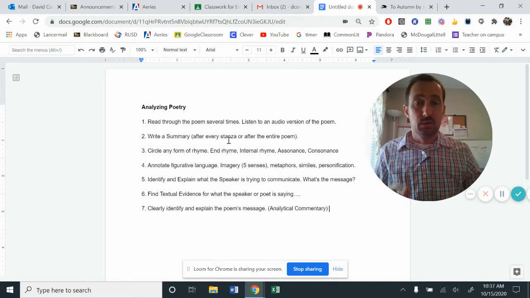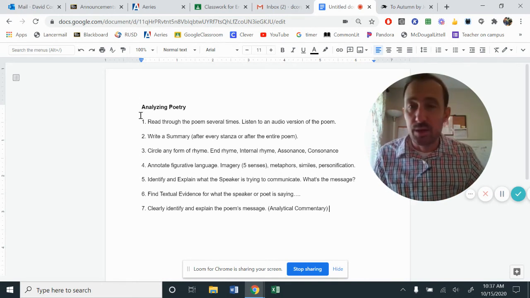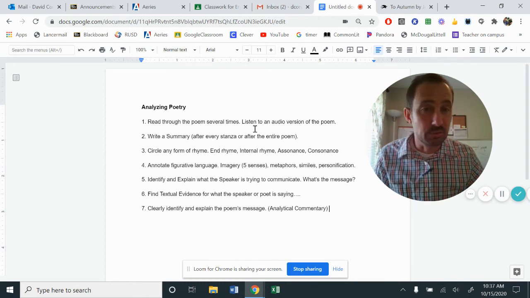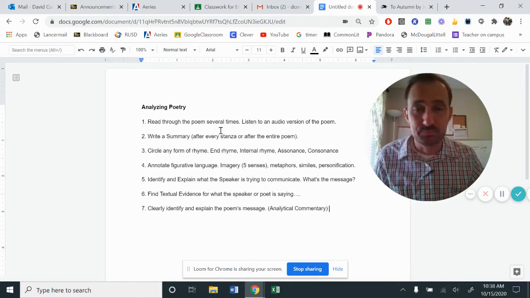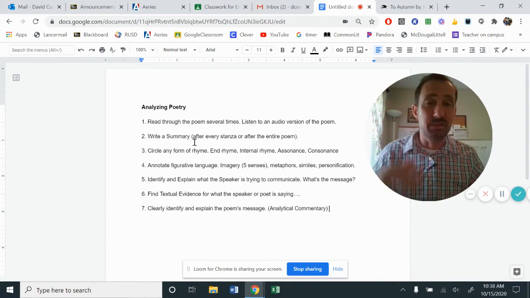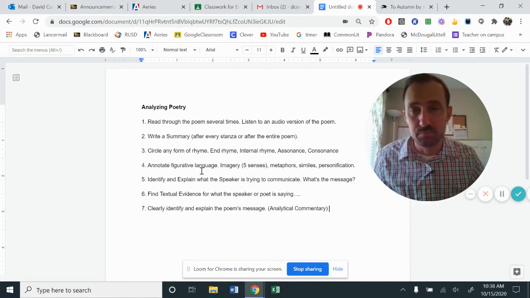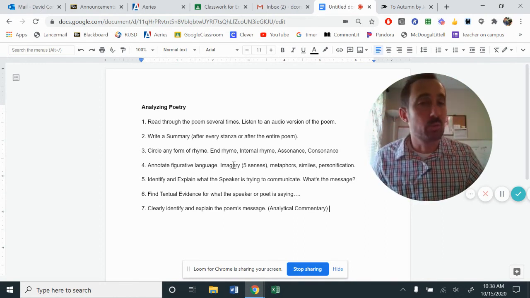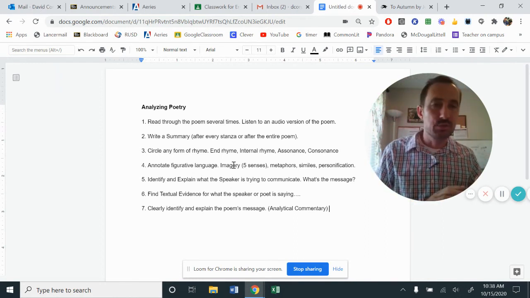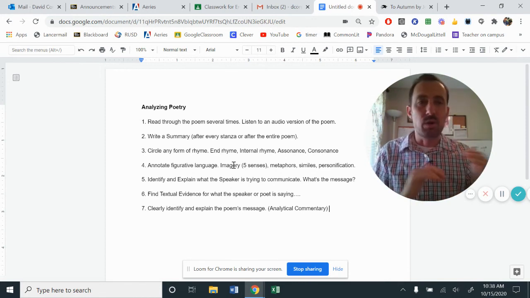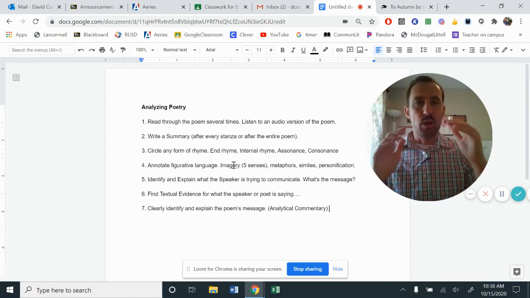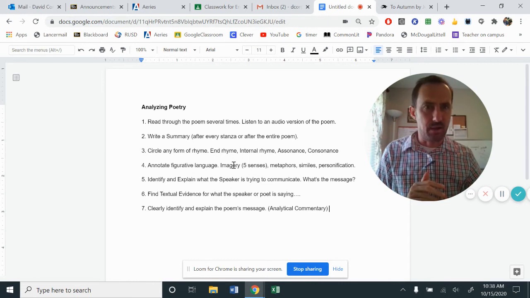Okay. So let me review real quick. You read through the poem several times, listen to it if you can. You write a summary either after every stanza or at the bottom. You circle any form of rhyme, end rhyme, internal rhyme. Where is the rhyme pattern? And what is the significance of that rhyme pattern? Okay.